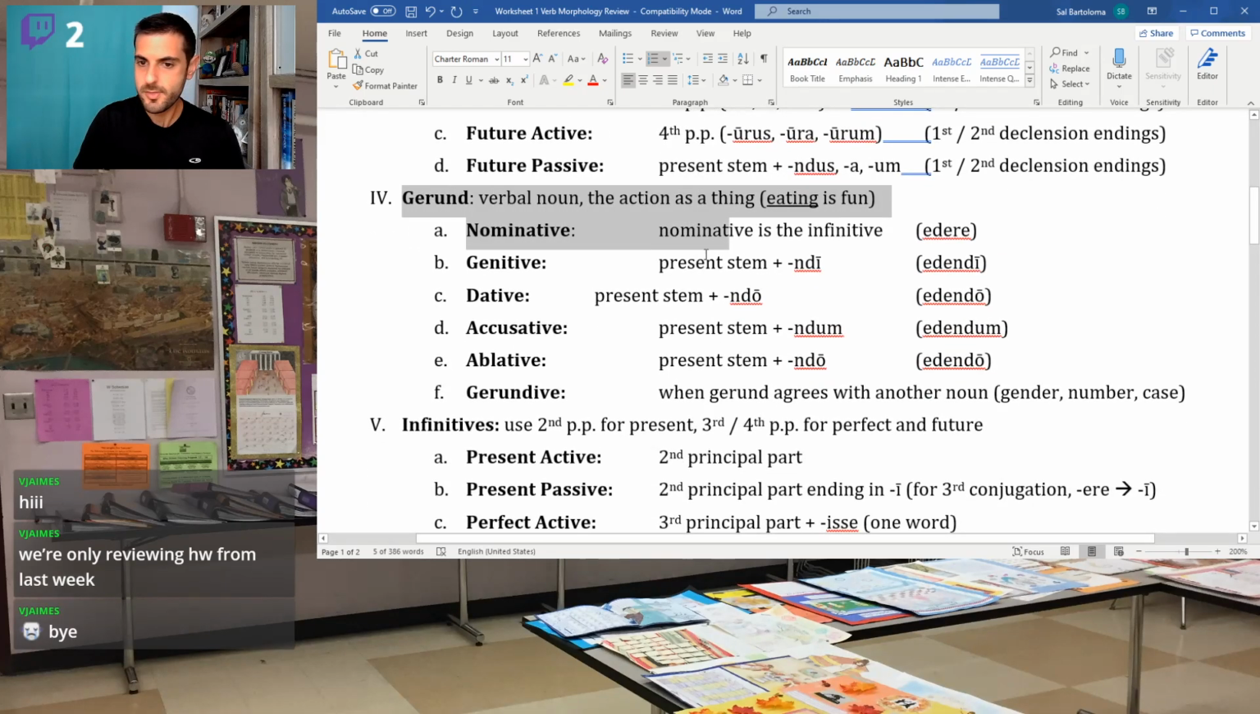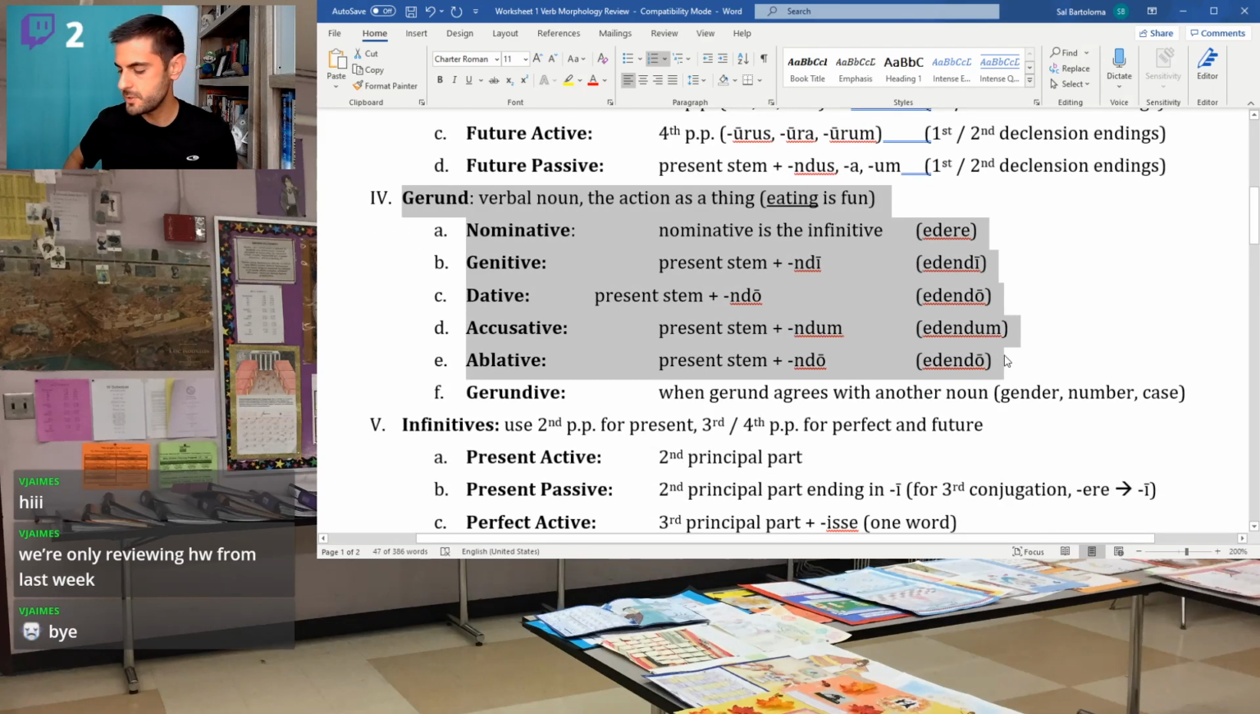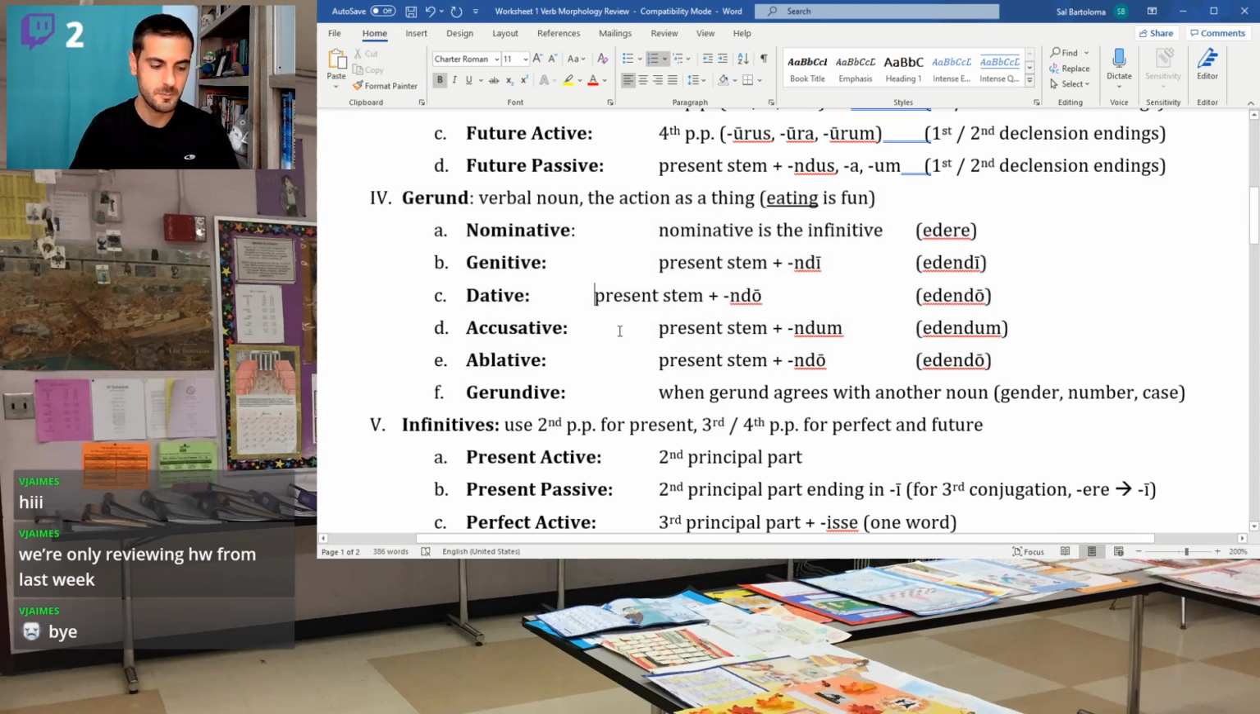Gerunds are a new thing. Maybe you talked about them a little bit in 9th grade, but a gerund is essentially a verbal noun, meaning we're not describing somebody who is eating, we're talking about the action that is eating. And it does have some funky forms. For instance, if eating is the subject of your sentence, you don't really say eating, you say to eat. So the nominative form is the infinitive.